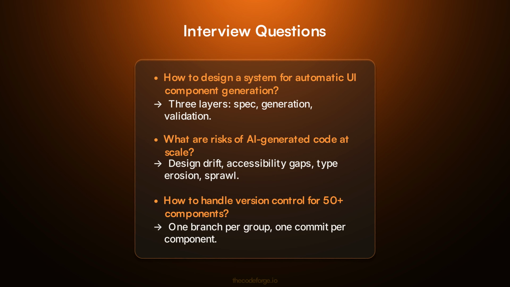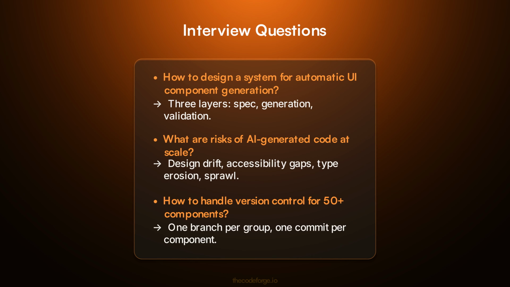How to design a system for automatic UI component generation? 3 layers: spec, generation, validation. What are the risks of AI-generated code at scale? Design drift, accessibility gaps, type erosion, sprawl. How to handle version control for 50+ components? 1 branch per group, 1 commit per component.